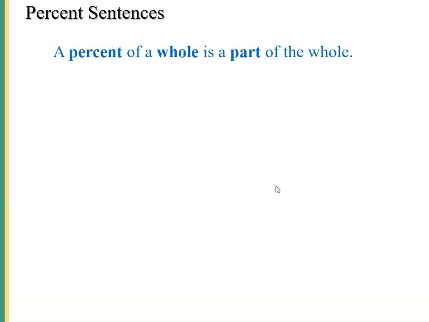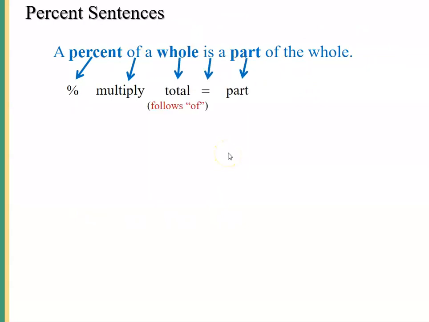Okay, percent in a sentence. Let's try to solve some problems involving percent in a sentence. A percent of a whole is a part of that whole, meaning 100% is the whole. Therefore, we have the percent multiplied by the total equals the part of the whole.